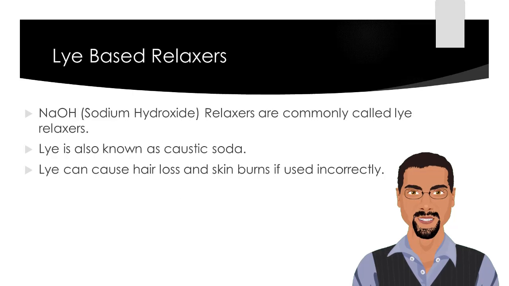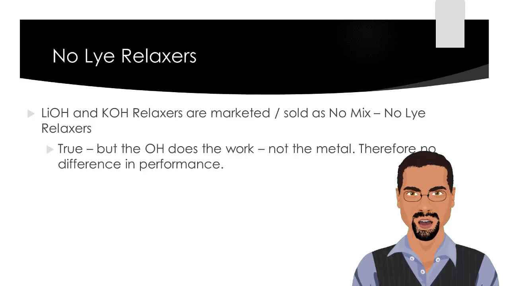Sodium hydroxide relaxers are one of the oldest and most common types of chemical hair relaxers, commonly called lye relaxers. Sodium hydroxide is known as a lye, or caustic soda, and can cause hair loss and skin burns, if used incorrectly. At one time sodium hydroxide relaxers were the most popular, however, no-lye relaxers have gained considerable popularity as well.